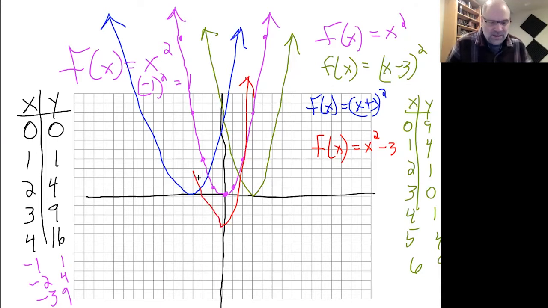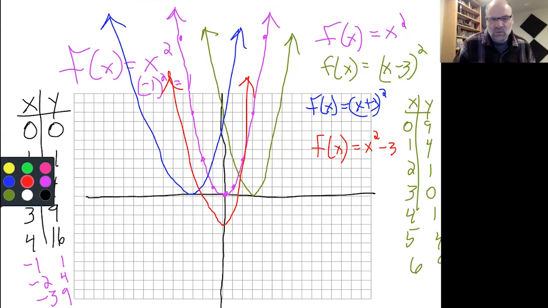So see how they all look like the same parabola, but they're just being shifted. This is a transformation. Okay, so this looks just like the purple one, just down 3 units. All right, and then there's one more type of thing.